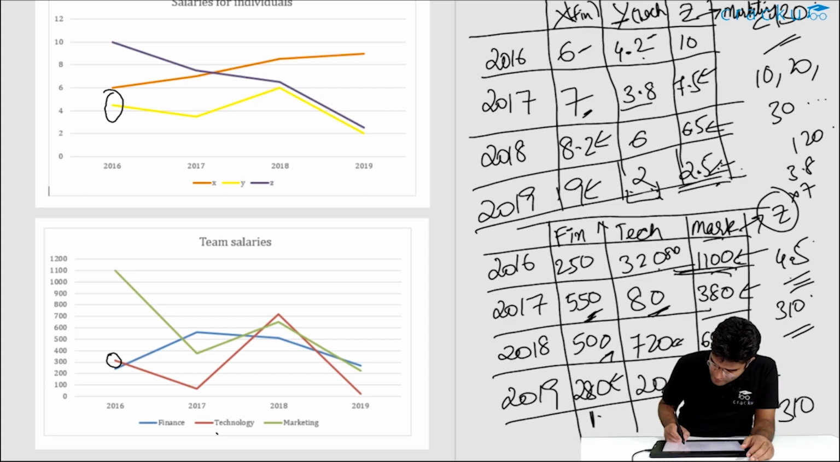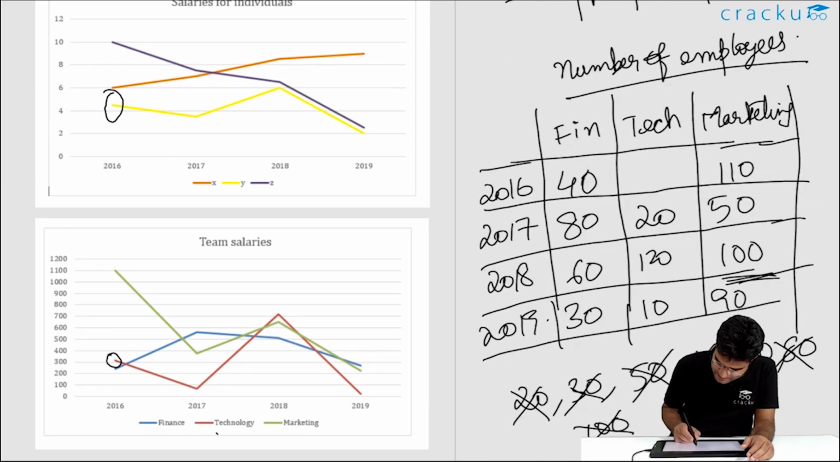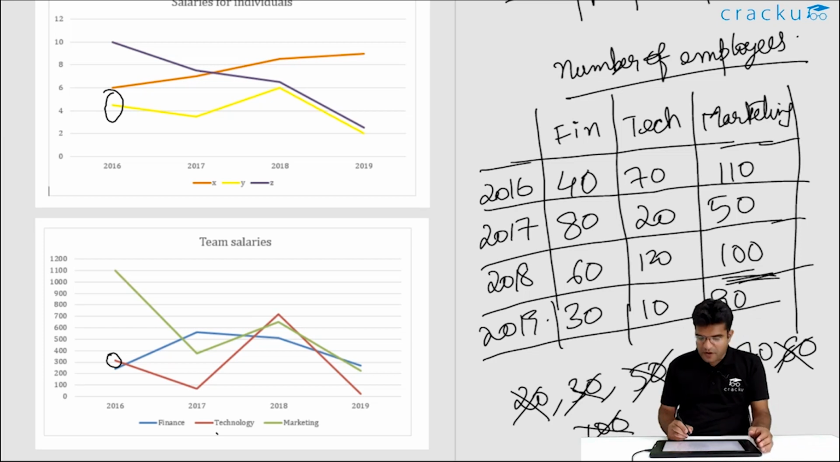Now if you look at 4.5 into 70, it will be roughly 315. So probably this is 70. So now what we have done is we have drawn the tables and we know the exact distribution of the number of employees in each of these years. You can see that all these 12 blanks have 12 different numbers from 10 to 120, which are multiples of 10. Now we can easily answer the questions that are asked.